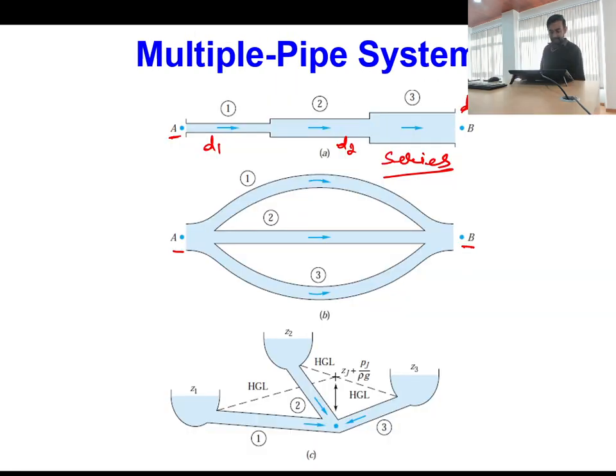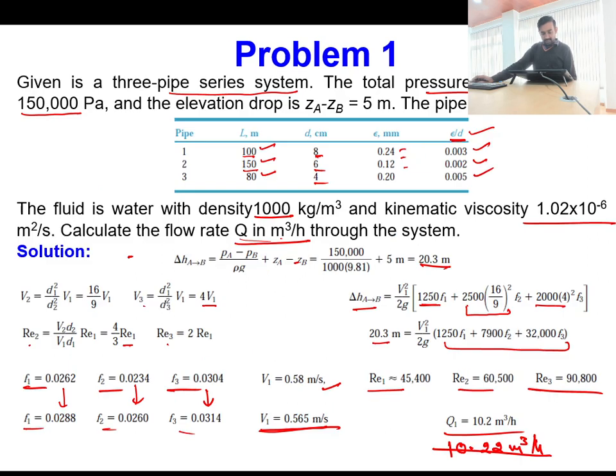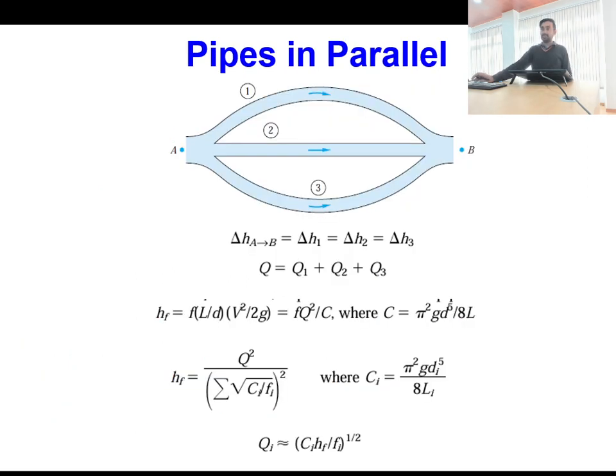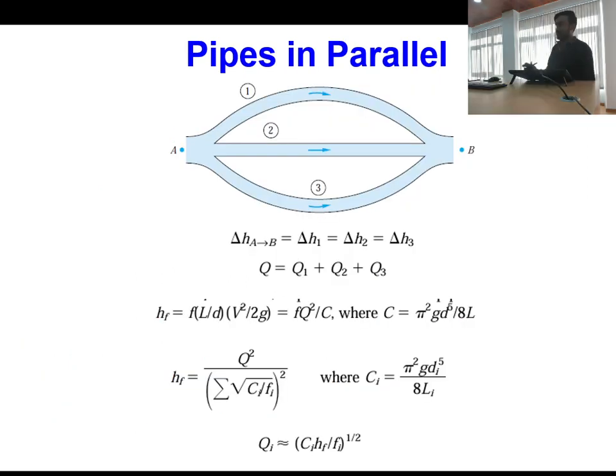So we had these multiple pipe systems: pipes in series, pipes in parallel, and pipes connected to a junction through the reservoirs. We already did pipes in series. Now let's talk about pipes in parallel. Here we have a junction A and a junction B, and in between these two junctions there are three different pipelines, 1, 2 and 3.